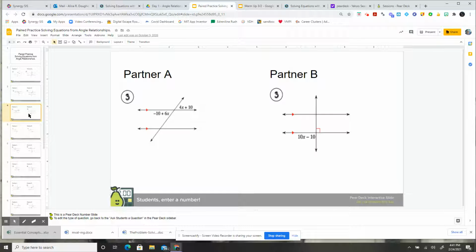On to slide number 4. So I have vertical angles and you have that little right angle mark. So remember with that right angle mark, vertical angles, whether they're acute or right, they're going to equal each other.